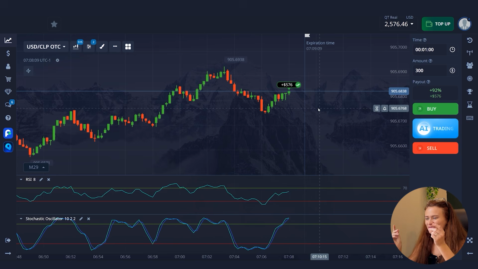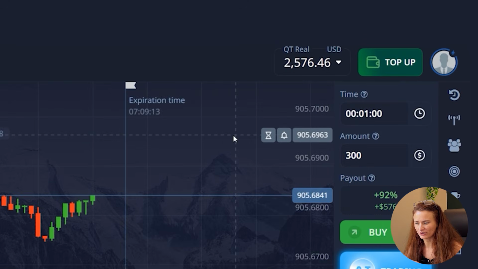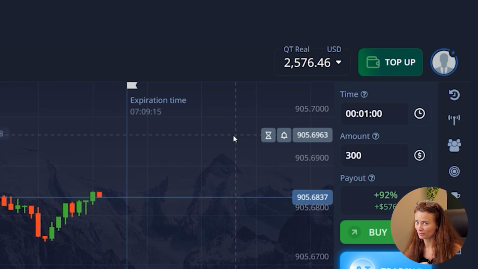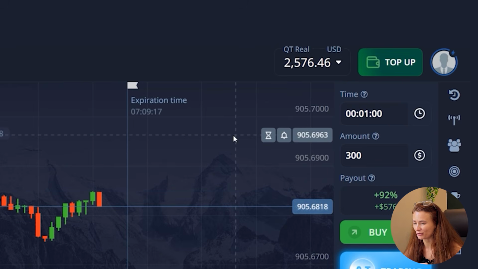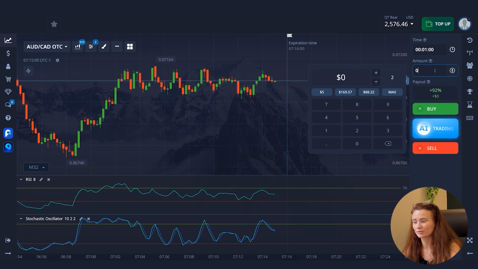And boom! The first profitable trade, and that increases my capital to $2,576. Hope the other trades will be just as profitable. Keep working. Interesting situation. Let's open a trade and analyze it in more detail.